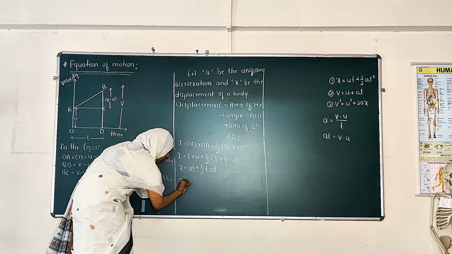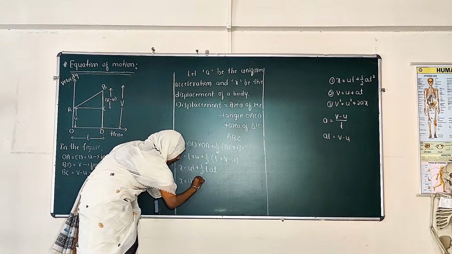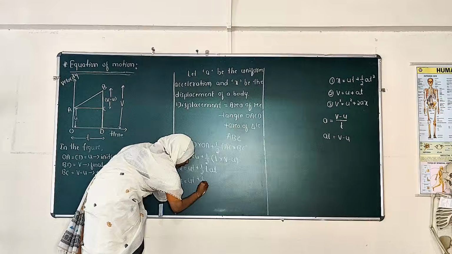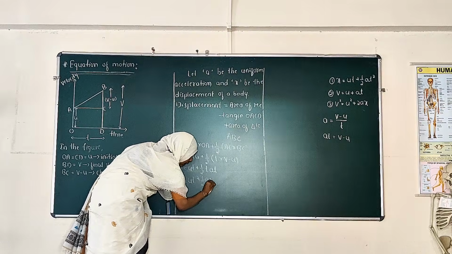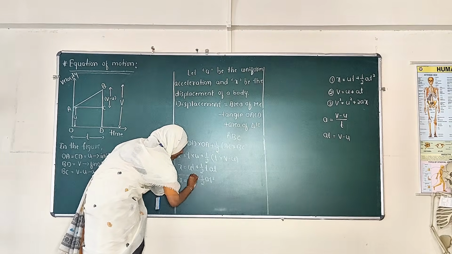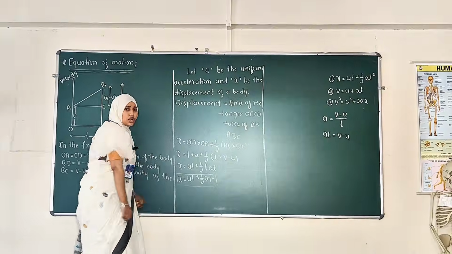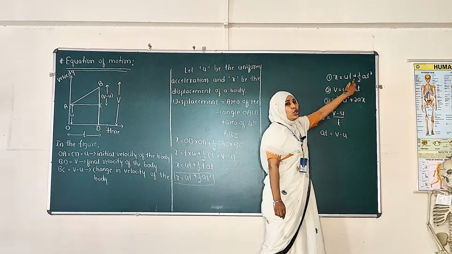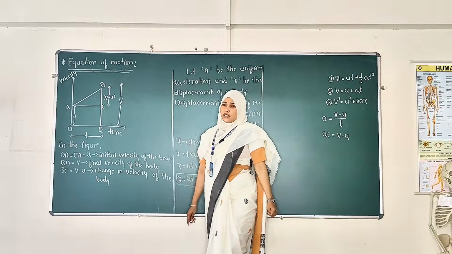Then X is equal to UT plus half A T into T square. This is the required equation of the motion. First equation, that is X is equal to UT plus half AT square.